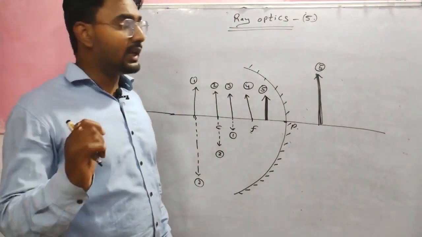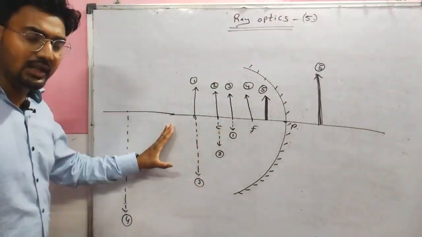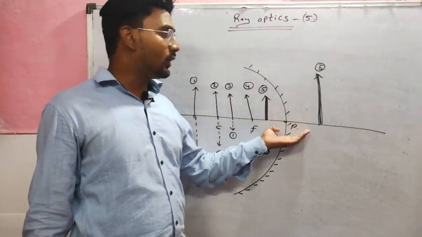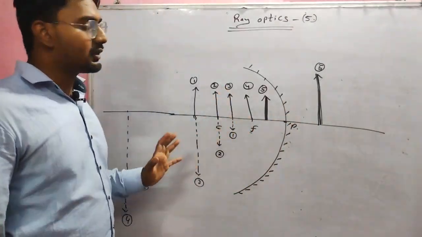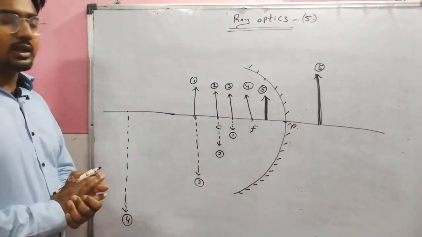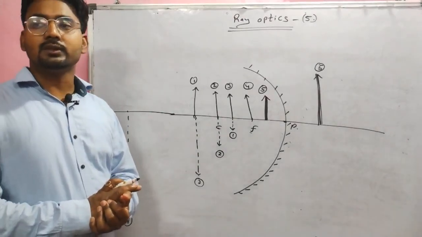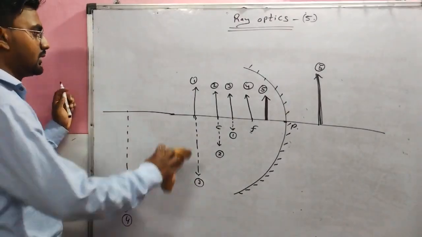And you get the magnification negative when the image is real inverted, and you get the magnification positive when the image is virtual erect. Okay, so these are all the cases we discussed for the concave mirror. Now we are going to discuss convex mirror. Okay, so see here.